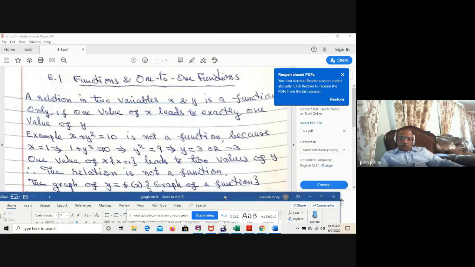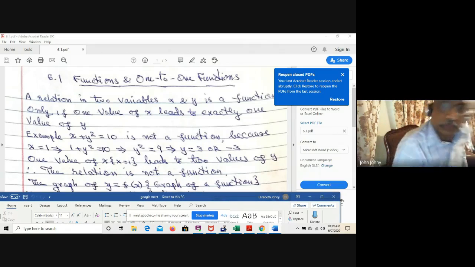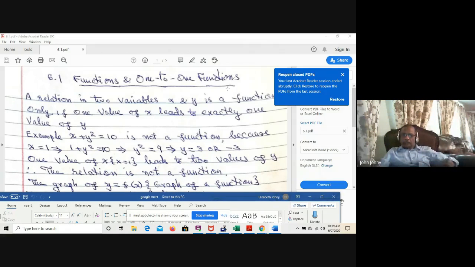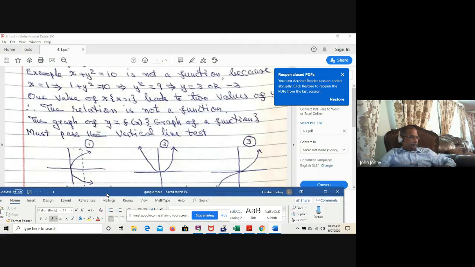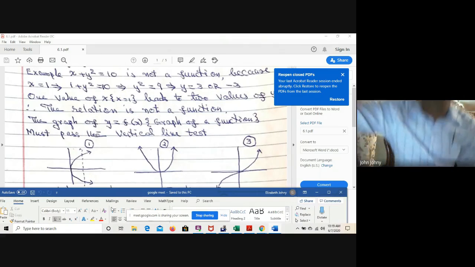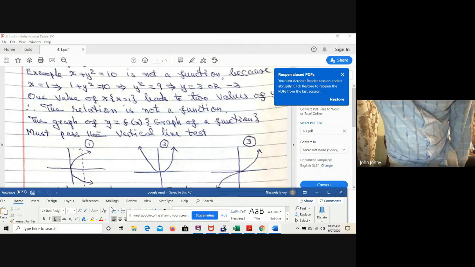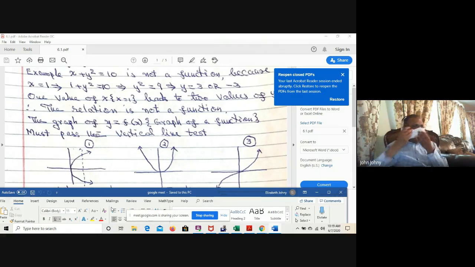The graph of a function y is equal to f of x must pass the vertical line test. I have drawn three graphs here. Graph number 1, graph 2, and graph 3. Graph 1 does not pass the vertical line test. Graphs 2 and 3 pass the vertical line test. So graph 2 represents a function, and graph 3 represents a function.